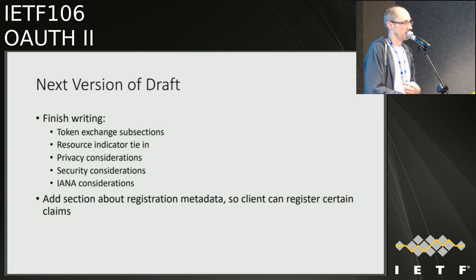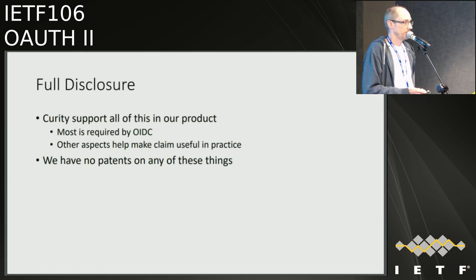In the next version of the draft, I'll write the token exchange, the resource indicator tie-in, and of course the leftover considerations that have been created, and also a way of registering clients to say that they want access to certain claims. So full disclosure, Curity, we've implemented all of this. We had to do most of it because it's in OpenID Connect, but the other aspects like the output of claim names and things like that, we have implemented, and we have no patents on any of these things.